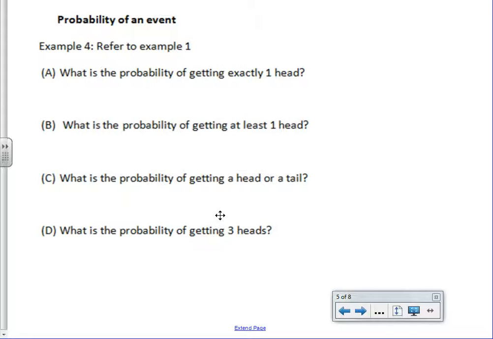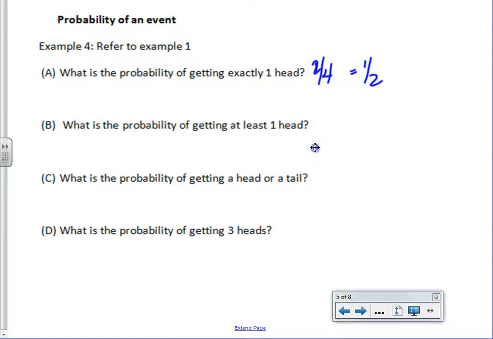Probability, referring to example 1, which if I look back in my notes was tossing a nickel and a dime and landing on heads and tails. What's the probability that it's going to land and only give you 1 head? So if I look at my outcome there, that was, no, I'm sorry, 2 out of 4, which is 1/2. I can count.